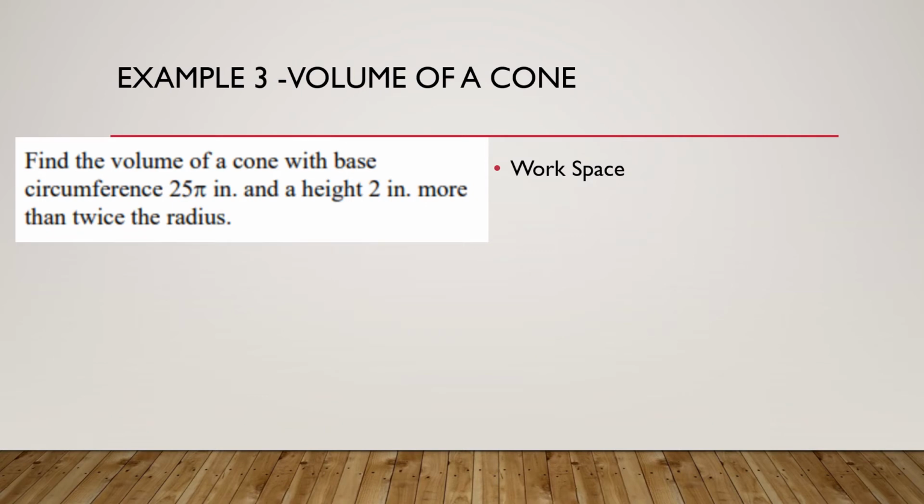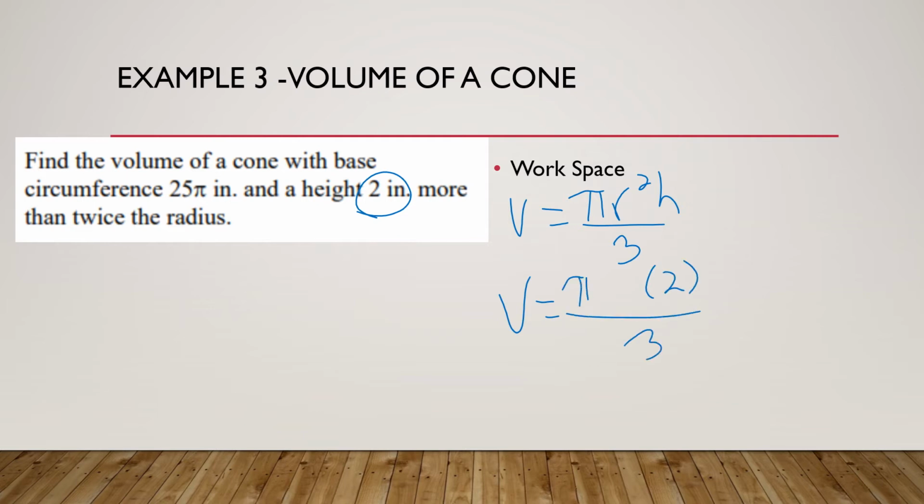So our next one, we're still talking about volume of a cone. So if we are talking about our formula, again, we know volume is equal to pi r squared, which is the area of our circular base, times height divided by 3. And now we need to substitute in the values. So we see that our height is 2. We know we have our pi. We know we're dividing by 3. The problem is we need the radius.